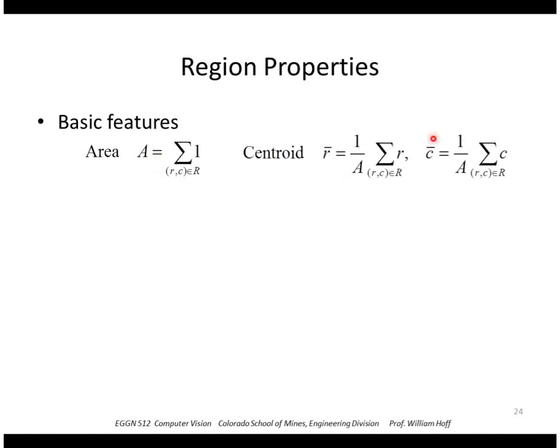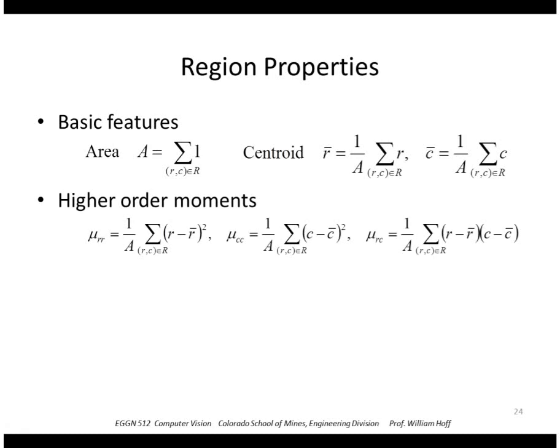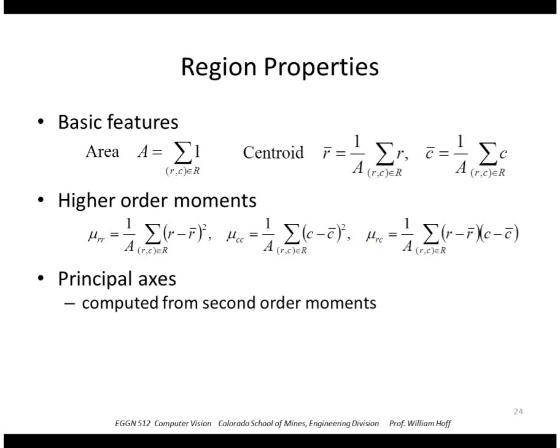Or we can compute higher order moments, these second order moments that are shown here, mu sub RR, mu sub CC, mu sub RC. And these describe the shape of the region. For example, you could fit an ellipse to this and compute the principal axes of that ellipse. And that's actually given by the eigenvectors of the 2x2 matrix consisting of these second order moments.